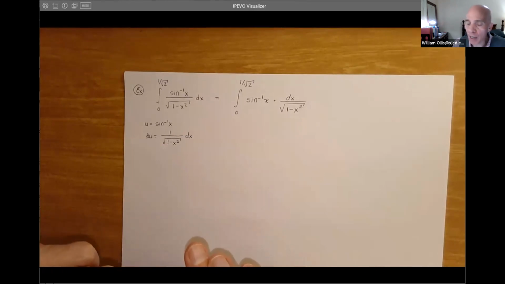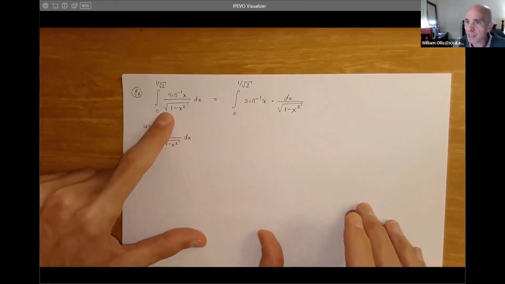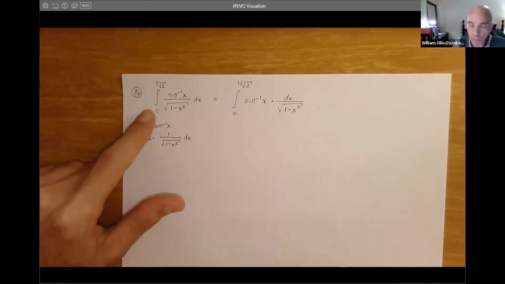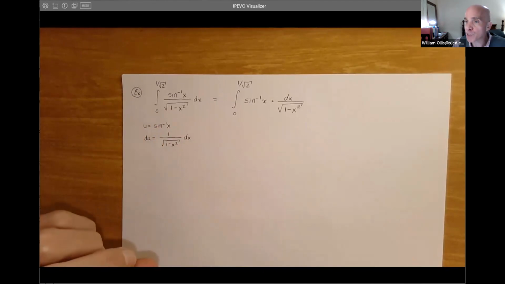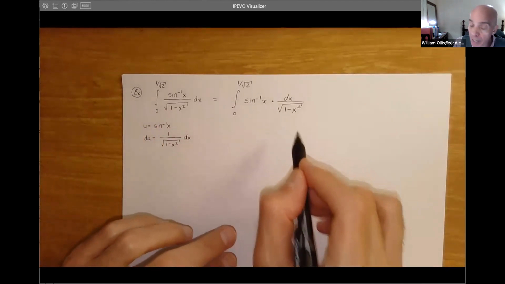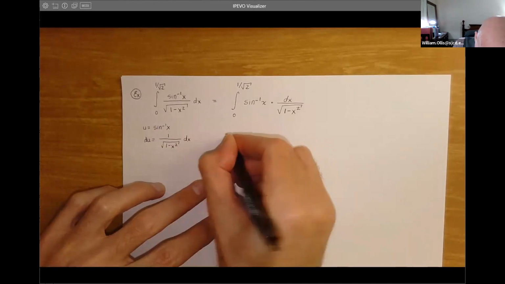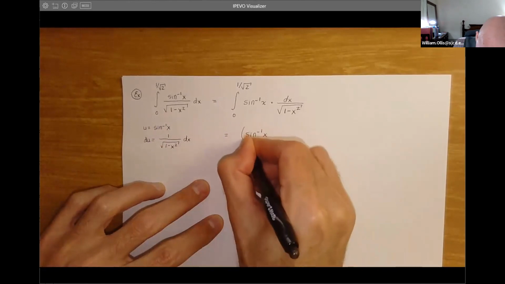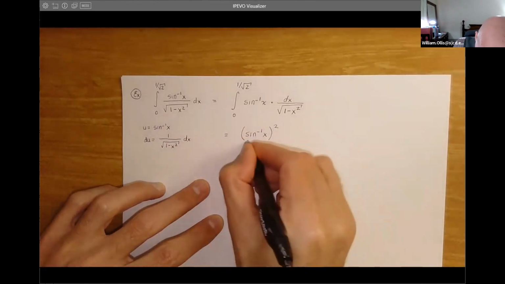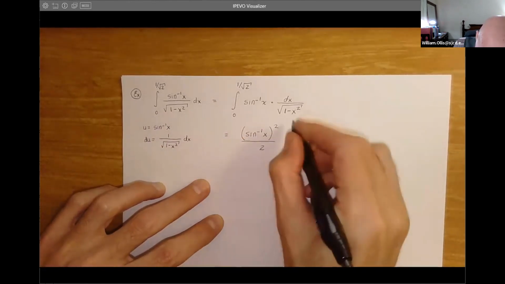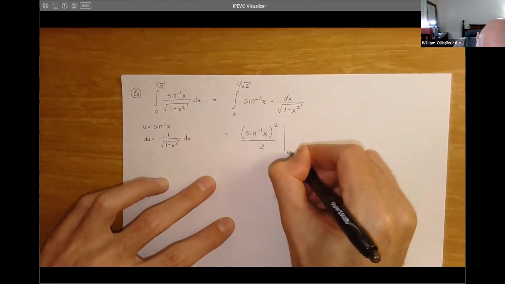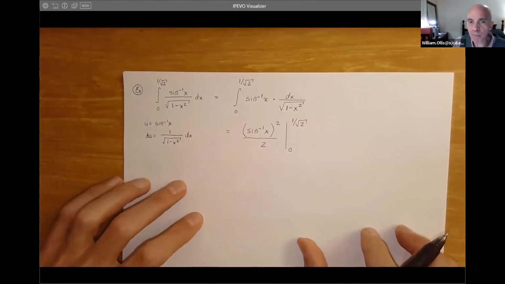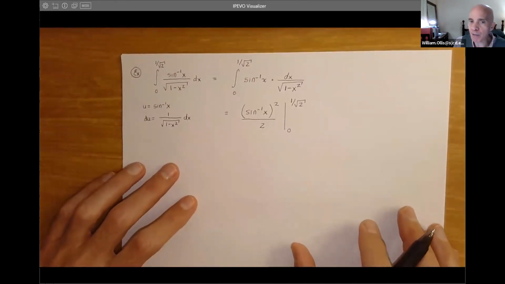So what's interesting about this particular problem is that this is just a basic calculus one integral that now we can do because we know the derivative of the inverse sine. So again, add one, divide by the new power. So we have inverse sine of x quantity squared divided by 2, integrated from 0 to 1 over root 2. So again, sometimes the problems are so easy, they seem difficult.